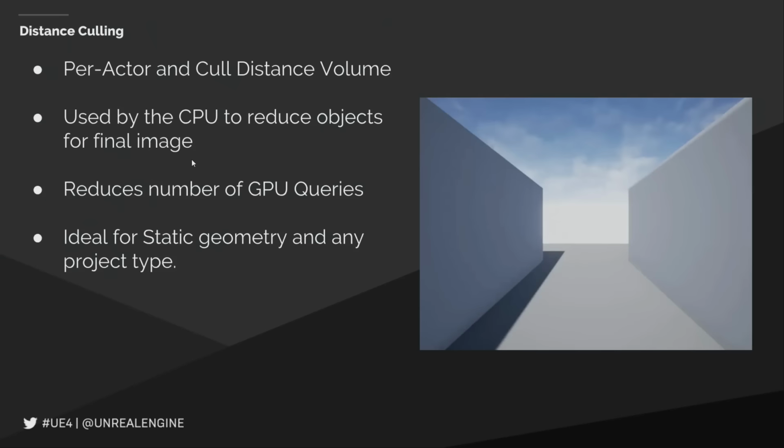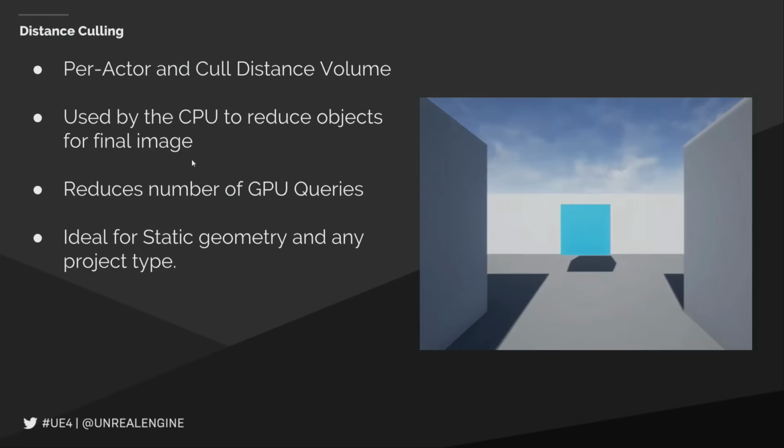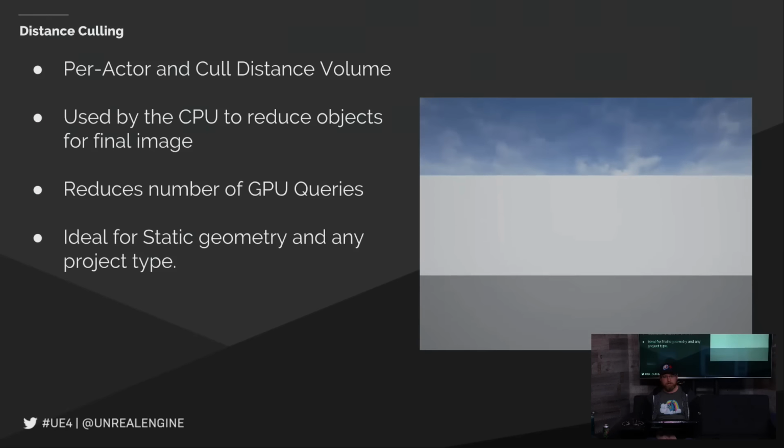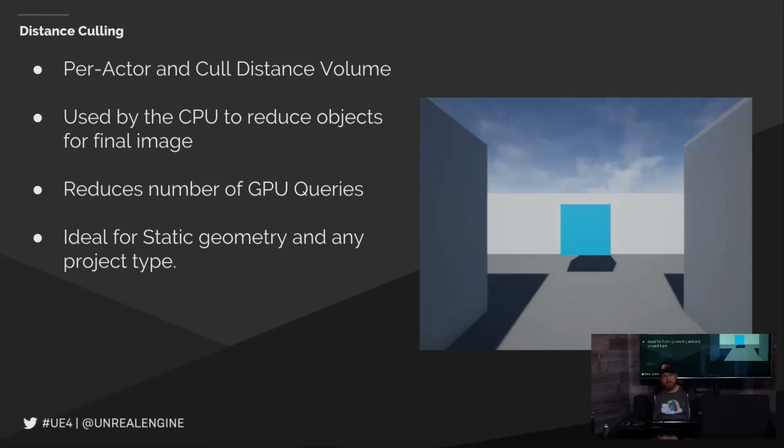So let's look real quick at each one individually and just kind of break down some more things for us. This one's the distance culling, and what I've got here in this little GIF is a per actor one.